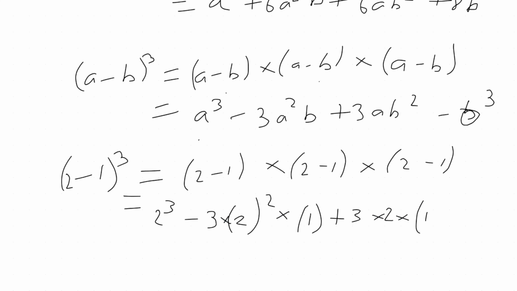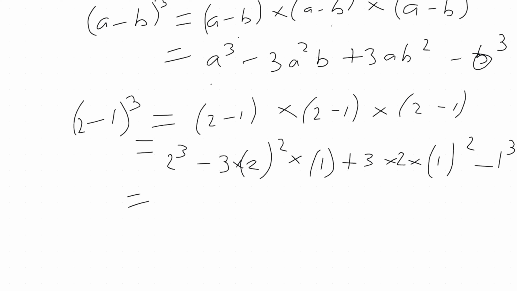What comes in the last? The cube of the second term, which is b. What is b here? It is 1. So we get cube of 1. When you simplify it further, it comes as 8 minus 12 plus 6 minus 1, which comes as 1.